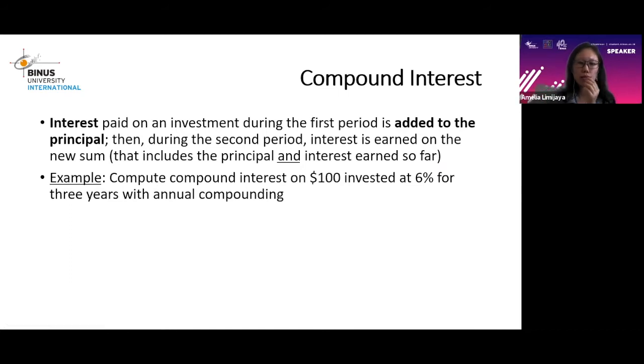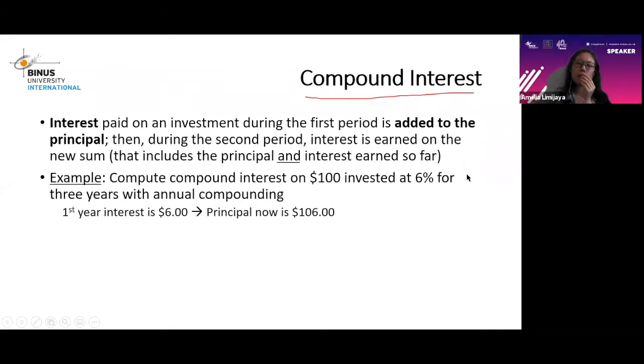Still the same exercise. We have $100, 6%, 3 years. But this time we're going to apply the concept of compound interest. In year one, the interest is 6% multiplied by 100. So for year one, nothing is different. The interest is $6, just like in simple interest, because this is only our first year.